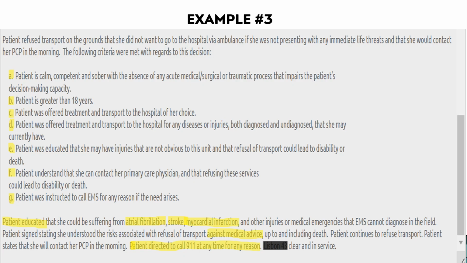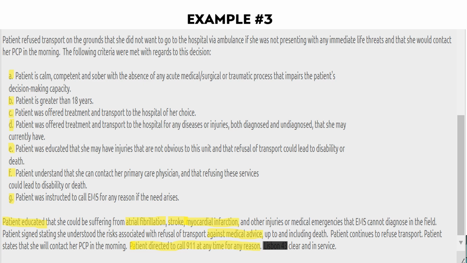As you can see, the first part of the narrative was excellent. The second part, which has the meat and potatoes for the patient refusal documentation, is also good. This provider did a great job of really honing in and pulling out the steps as it pertains to the patient being able to sign off. So he or she broke it down in an A, B, C, D, E, F, G format, where the provider clearly outlined the patient was calm, cooperative, and competent, greater than 18 years of age.